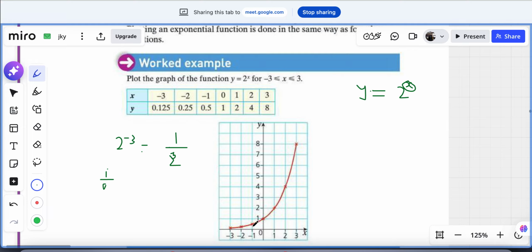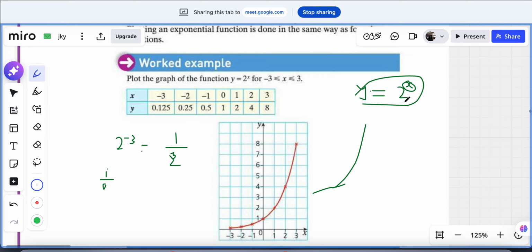So you trace negative 3 to 0.125. You trace negative 2 to 0.25. Trace negative 1 to 0.5. You trace 0 to 1. You trace 1 to 2. You trace 2 to 4. And you trace 3 to 8. And then you join your exponential curve. Anything exponential is like this, increasingly going up. Okay, a curve that is going up like this is called an exponential graph.